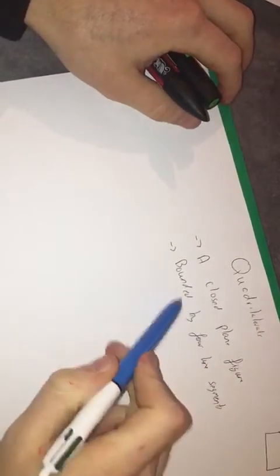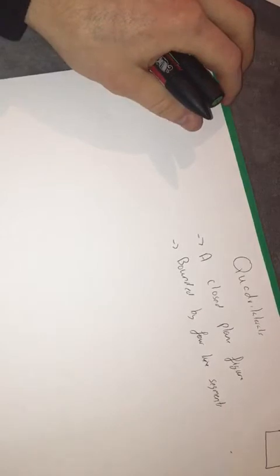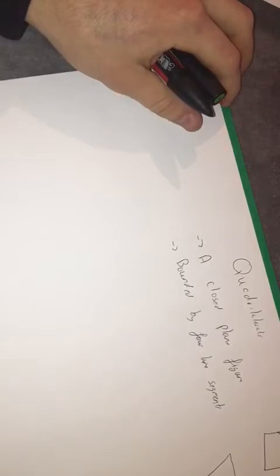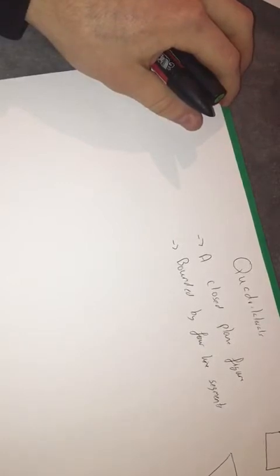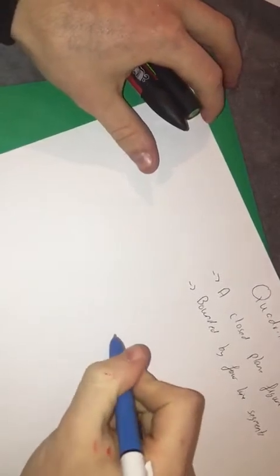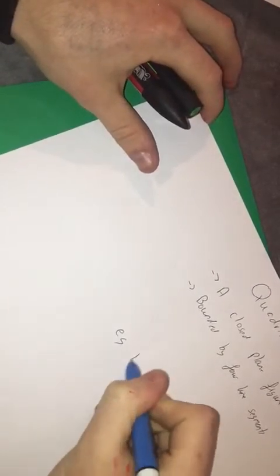And as I said before, bounded by 4 line segments. Bounded by 4 line segments simply means they can be anywhere, but the line segments are all joined, like so. This would not be bounded by 4 line segments, as there's a gap. So here we have an example, just like so.